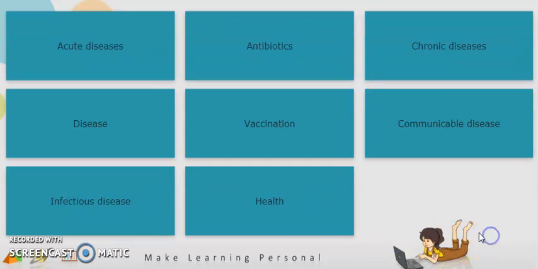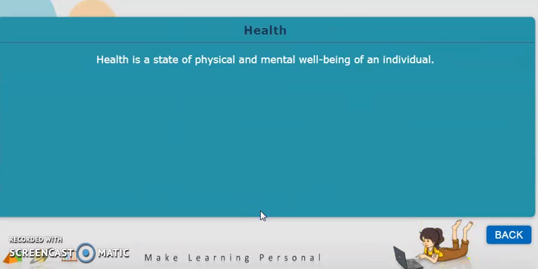Fine. Next we have health. Now if we do not have a disease, if we are free from any sort of illness, then we are in a state of being healthy. So health is a state of complete physical and mental well-being of an individual. Complete physical and mental well-being of any individual that does not have any sort of disease or any sort of malfunctioning is termed as health.